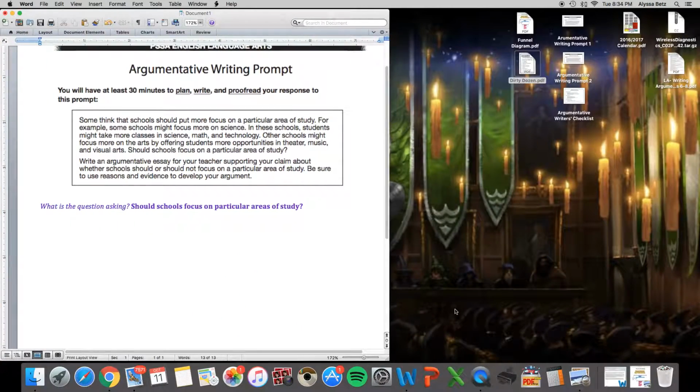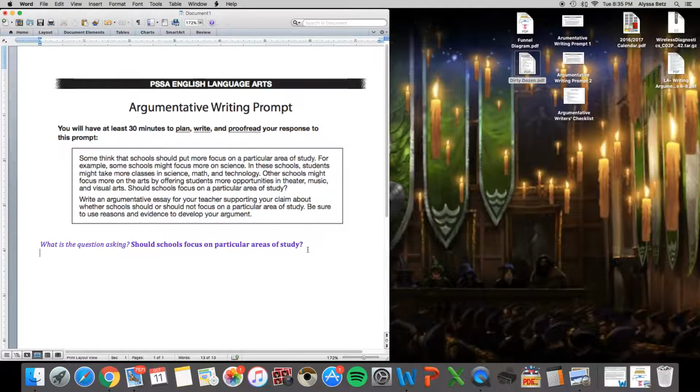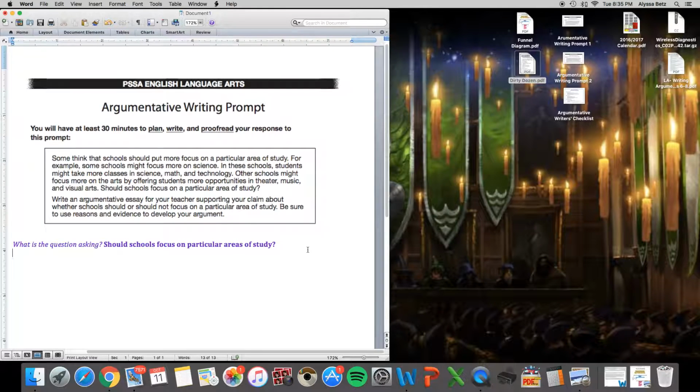So today I'm going to start by taking a look at an example of a real PSSA argumentative writing prompt. I'm going to read through this one, model how to construct an introductory paragraph, and then you are going to receive a different argumentative writing prompt where you will use the model to construct your own introductory paragraph. Let's take a look at the first writing prompt together. This will be my example prompt.